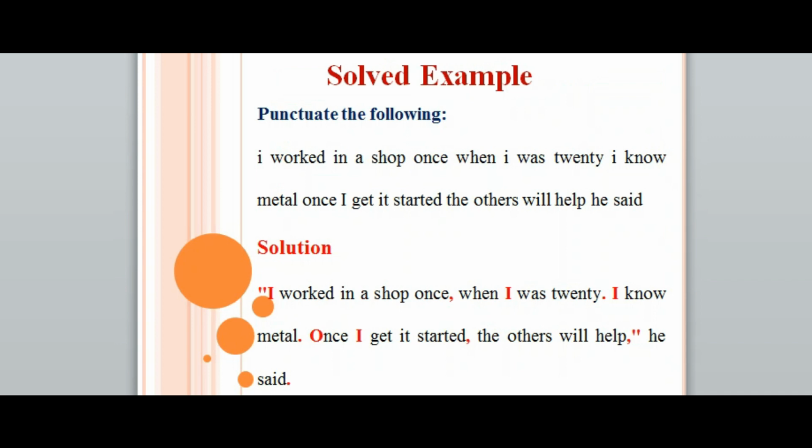Solution: start from quotation marks. I, capital. After once, put a comma. I, again capital. At 20, one statement ends, so put a full stop. Then I again capitalize, then at metal the sentence ends, put a full stop. The next sentence starts from once, so O is capital. Once again I, capital. After started there is a pause, so comma is used. Then after help we are going to end the quotation mark, so there is a comma, inverted commas closed. He said, there is a full stop at the said.